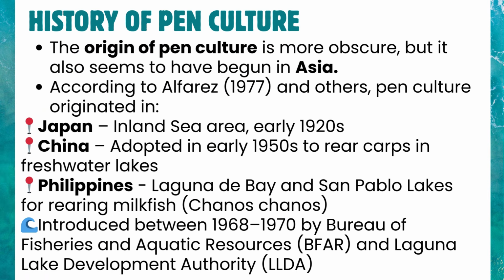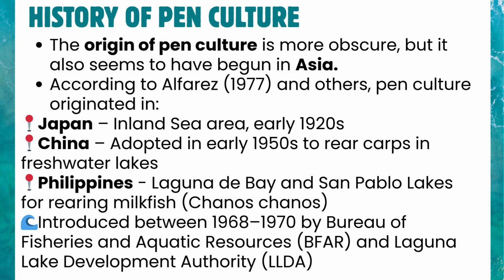History of pen culture. The origin of pen culture is more obscure, but it also seems to have begun in Asia. According to Alferez, 1977, and others, pen culture originated in the inland sea area of Japan in the early 1920s. It was adopted by the People's Republic of China in the early 1950s for rearing carps in freshwater lakes. Later, introduced to Laguna de Bay and San Pablo lakes in Philippines by the Bureau of Fisheries and Aquatic Resources, BFAR, and Laguna Lake Development Authority, LLDA, between 1968 and 1970 in order to rear milkfish, chanos.